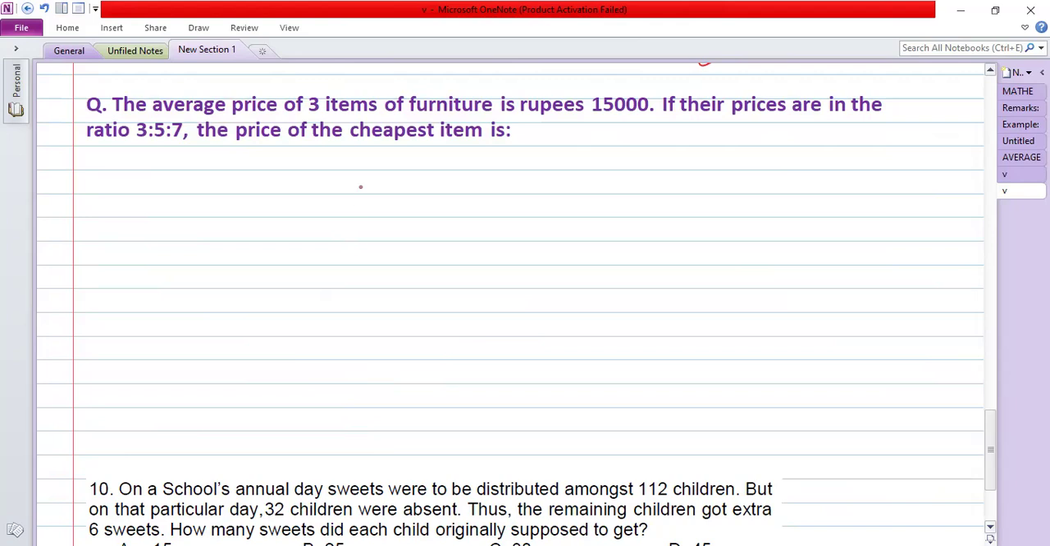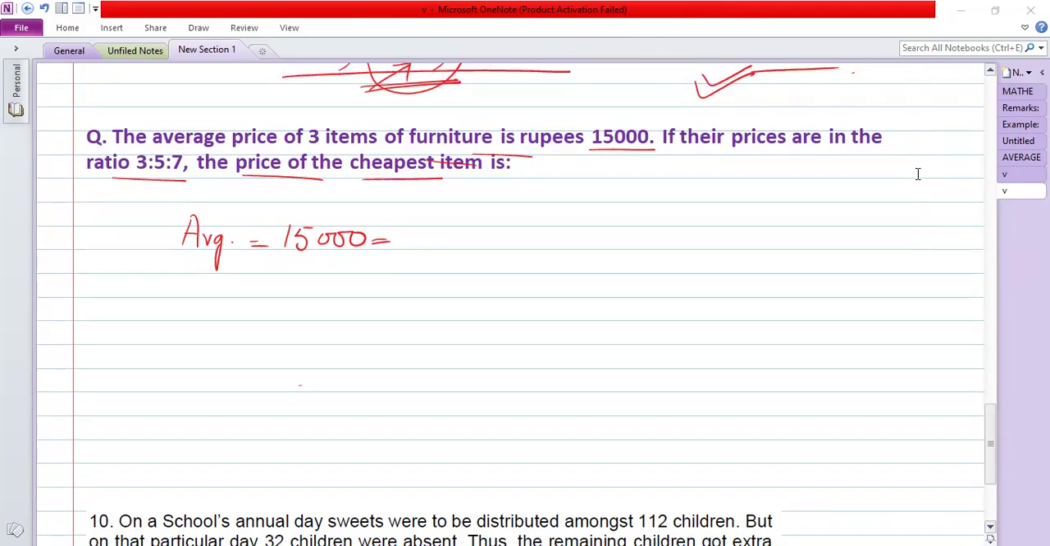Here the average price of three items of furniture is this much, and their prices are in this ratio. So the price of the cheapest item. Here the average price of three items is given to be 15,000. And further, it is given that the prices are in this ratio. So we can assume the prices of the three items to be 3x, 5x, and 7x.